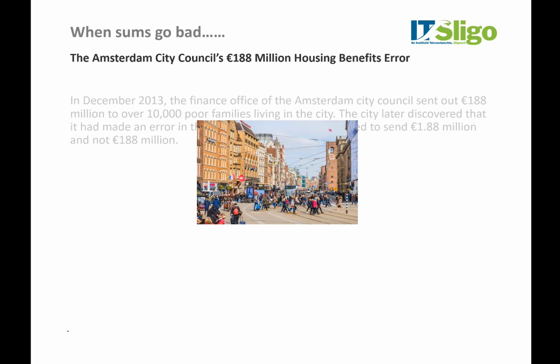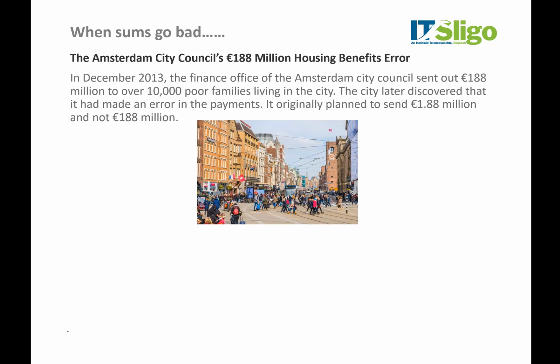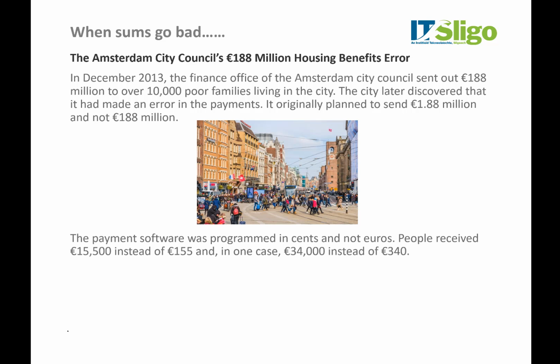Essentially Amsterdam decided to give out, they gave out 188 million to 10,000 poor families living in the city. Unfortunately, they'd made an error. They'd only planned to give out 1.88 million, and essentially the software was programmed in cents and not in euros. So people were receiving a 100-fold increase over what they should have.